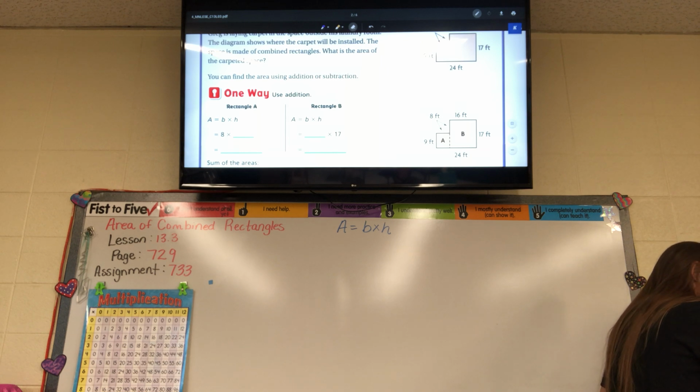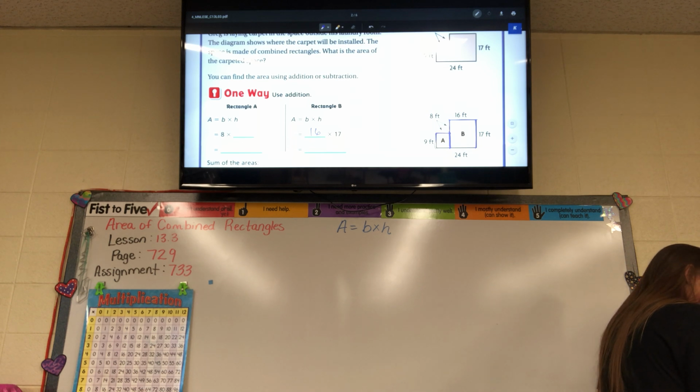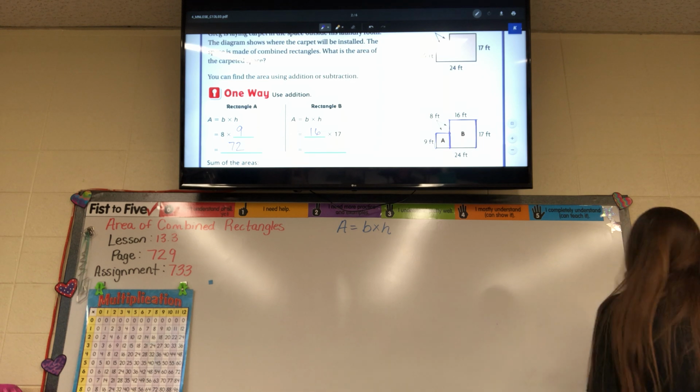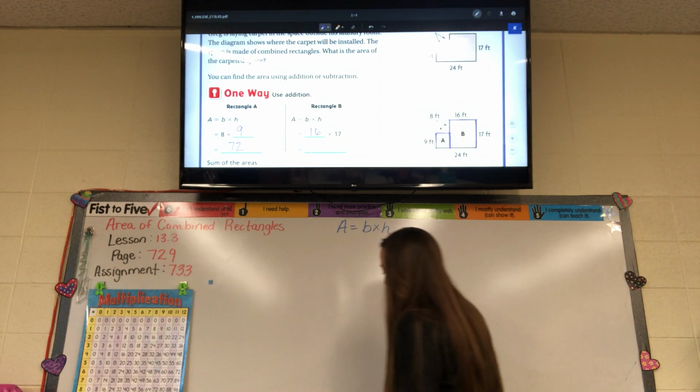Okay, so they split this into a section. They just split off this section here. So this would be 16 times 17 would give us box B. 16 times 17. And then this one would be 8 times 9. And 8 times 9 is 72. And then 16 times 17.